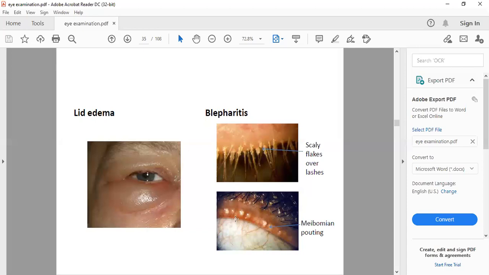Then in the next slide, you can see this is the lid margin. This is the anterior lid margin, and this is the posterior lid margin. In between is called the intermarginal strip. In this intermarginal strip, these meibomian glands open. Sometimes the meibomian glands get inflamed or infected, so their orifices become prominent. This is called meibomian pouting.